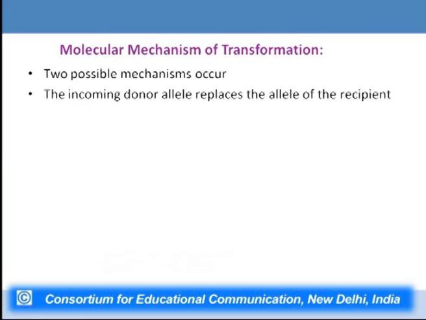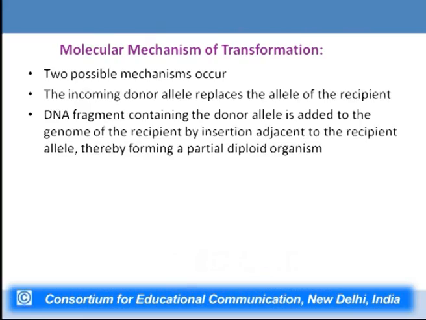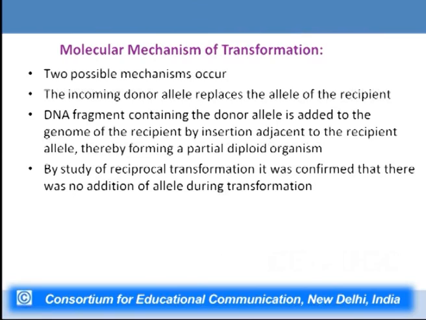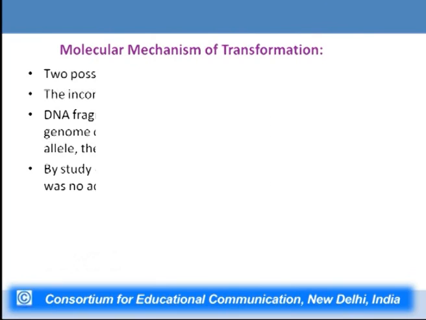Now, how does this occur? There might be two possible mechanisms which lead to transformation. One is that the incoming donor allele is added to the recipient allele, that is, the DNA fragment containing the donor allele is added to the genome of the recipient by insertion adjacent to the recipient allele, thereby forming a partial diploid organism. By study of reciprocal transformation, it was confirmed that there was no addition of allele during transformation.